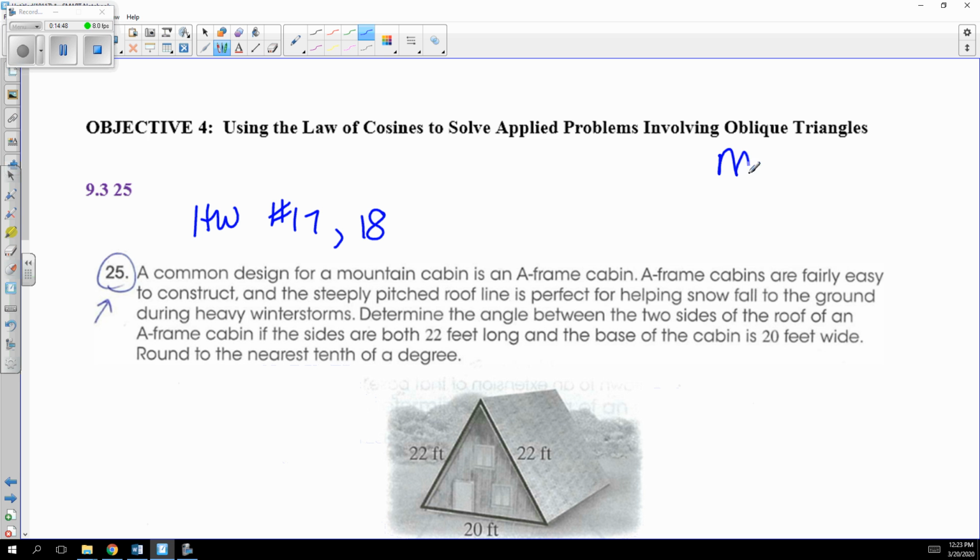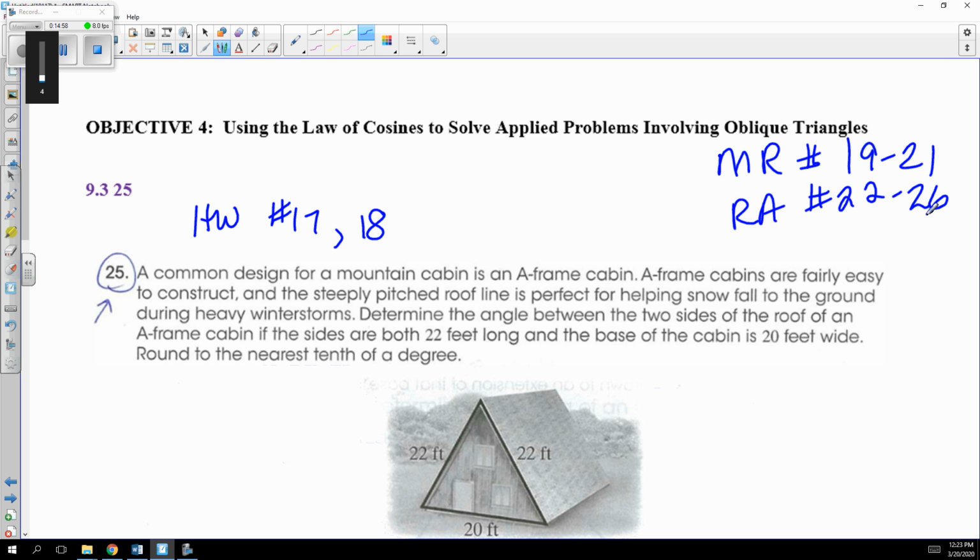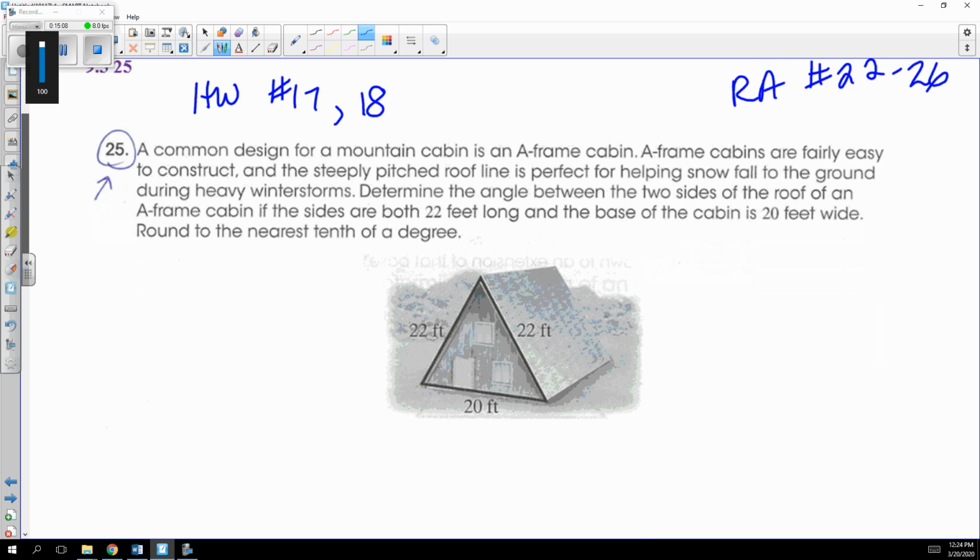But the mixed review homework problems are number 19 through 21, and the reading assessment are numbers 22 through 26. Got it? Okay, again, mixed review is 19 through 21. Reading assessment is 22 through 26. So hopefully that'll work okay for most of you.